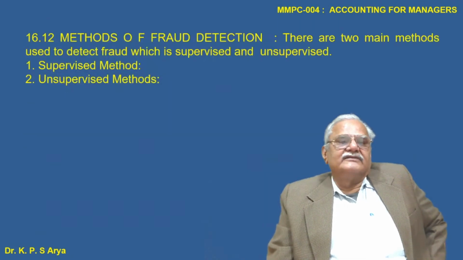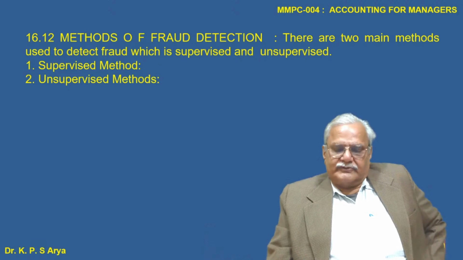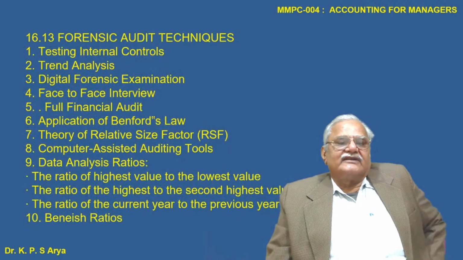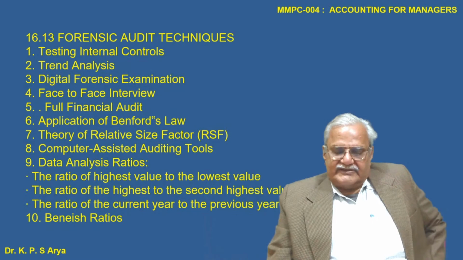Now, this is the method of fraud detection. There are two main methods used to detect fraud: one is the supervised method and another is the unsupervised method. The forensic audit techniques are testing internal controls, trend analysis, digital forensic examination, face-to-face interview, full financial audit, application of Benford's law, theory of relative size factors, computer-assisted auditing tools, and data analysis ratios: the ratio of highest value to the lowest value, the ratio of the highest to the second highest value, the ratio of the current year to the previous year, and the Benz ratio.